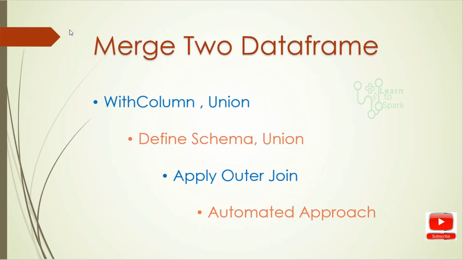Our final method is an automated approach. We know that in a real-time scenario, we will not have only one column being added while merging the two data frames. It might be a number of columns, so we will not be able to write withColumn, union, or else define a schema, or else perform an outer join. So that will not be the best approach. Instead, this automated approach will be much more useful for us to proceed further. So let us look into that.